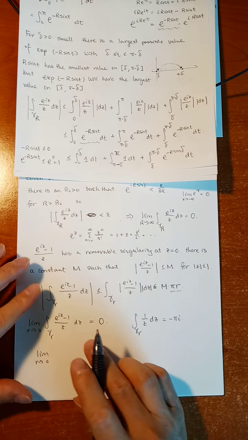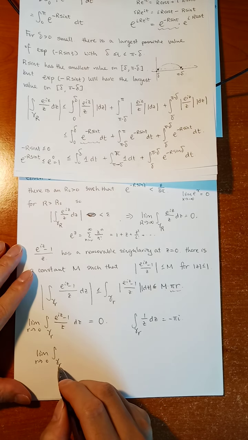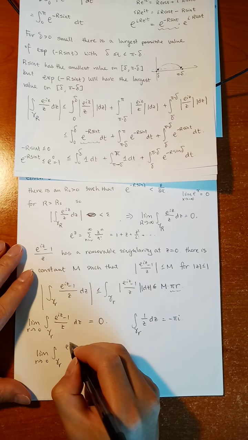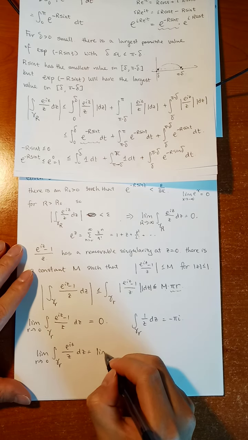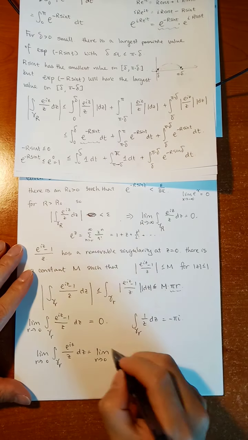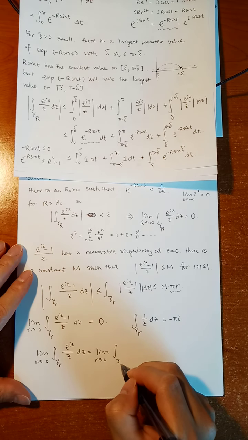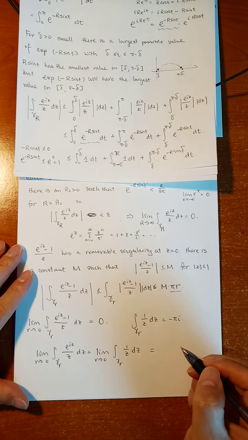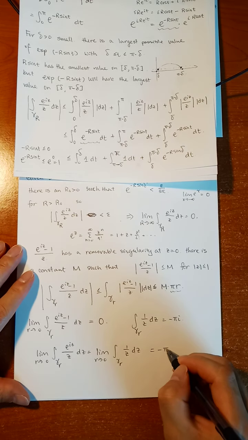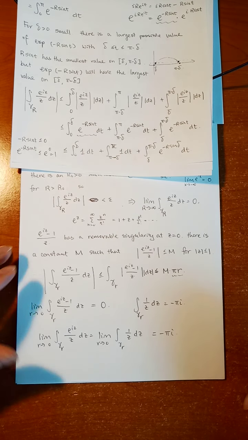So this one always exists for whatever r. So you can get the integral along gamma little r of e to iz over z dz is equal to the limit as r approaches 0 of the integral along gamma r of 1 over z dz. Right? So this is negative pi i. This one is a constant, so you just get negative pi i.